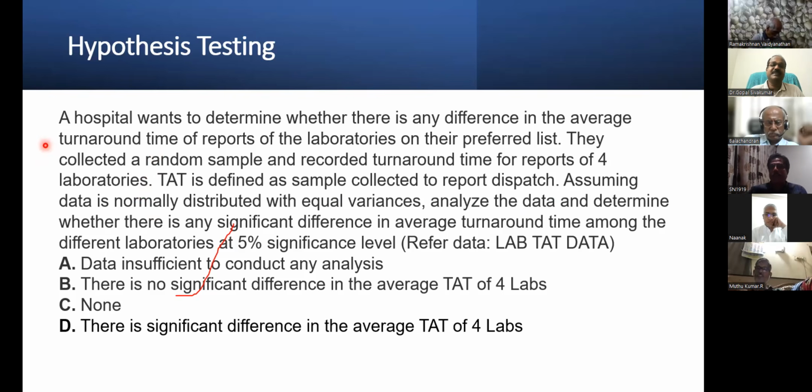ANOVA. There are 4 groups, more than 2 groups. You want to find out which is significantly different. This is ANOVA.